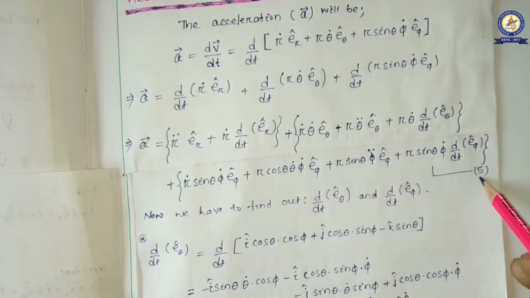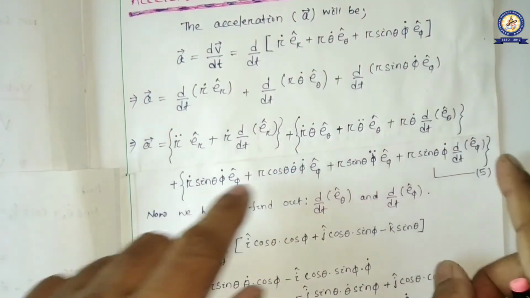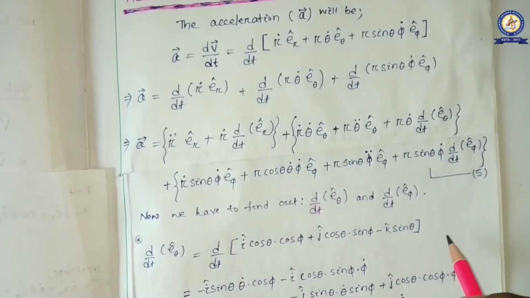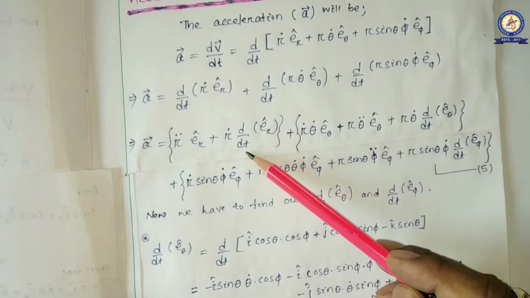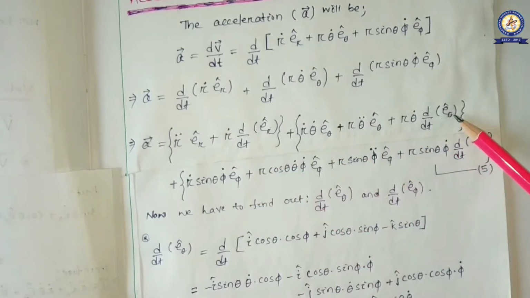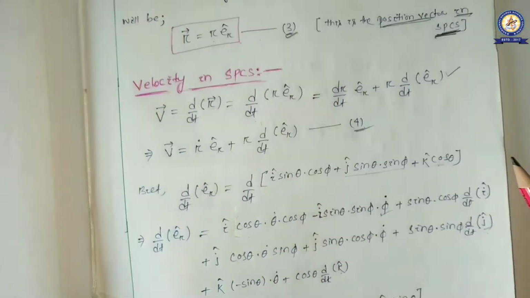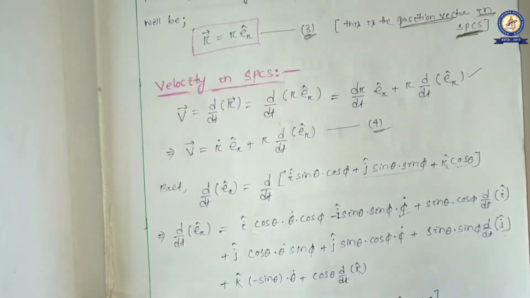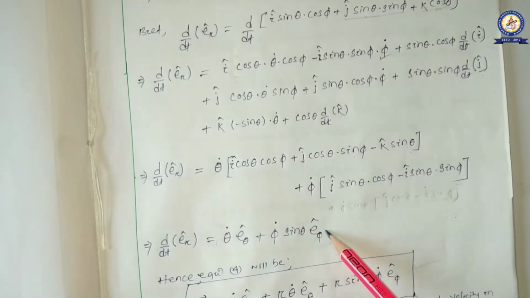So in equation number 5, overall there is one curly bracket, another curly bracket, another curly bracket. So three curly brackets are there. But here you can see d by dt of e_r cap, d by dt of e_theta cap, d by dt of e_phi cap. We have to evaluate. D by dt of e_r cap we already evaluated at the time of evaluating velocity in SPCS. We evaluated d by dt of e_r cap and we found this much.